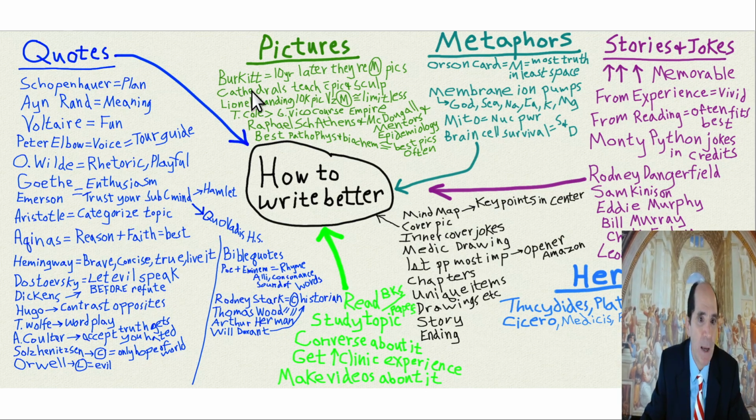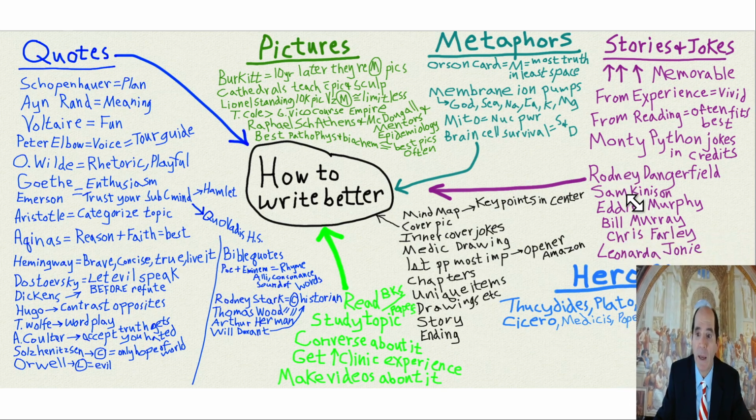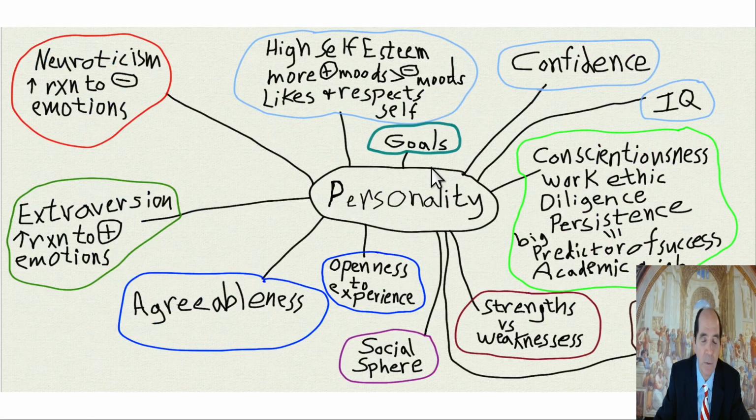Okay, that was part of my mind map for my last book, Hidden History, and my other book before that, Best of the West. So this is how to write better. Let me see. Let's go to my next mind map here. Oh, this is the one on personality. I've got to go to presenting. Here we go. And here's just another example of a mind map.